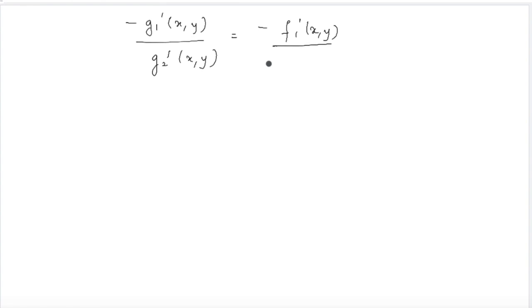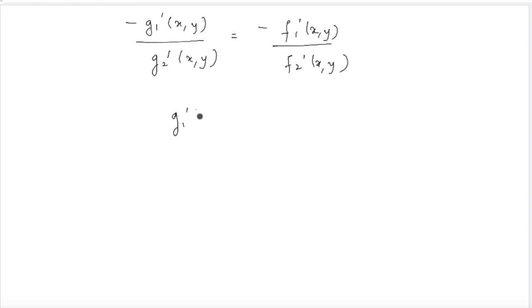We can apply the information from implicit differentiation, and we can say that the slope will be minus g1 prime by g2 prime. This is the slope of the tangent for the constraint curve. And similarly we can write down the slope of the tangent for the level curve, which will be equal to minus f1 prime(x,y) by f2 prime(x,y).